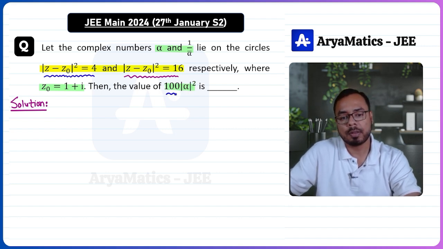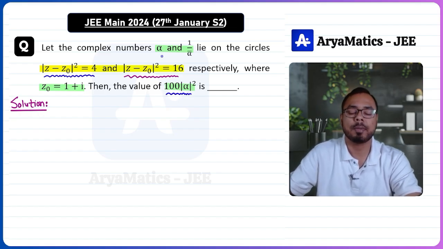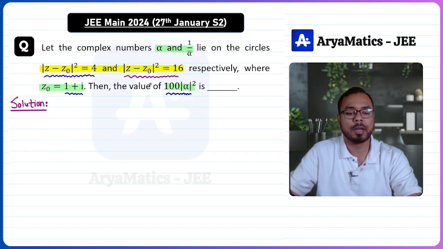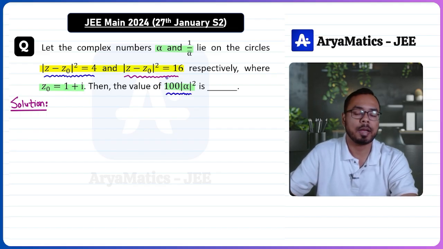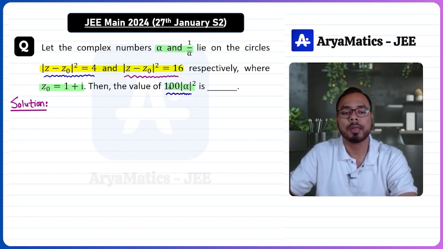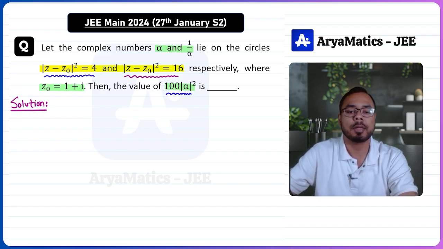Modulus of alpha square. Now, there are different methods of solving this problem. One approach will be that point alpha lies on first circle. So that will give you one equation in alpha, and z naught is already given. And similarly, 1 by alpha conjugate lies on second circle. And by solving those two equations, you can try to find value of mod alpha. However, there is another interesting approach of solving this problem using geometrical method.